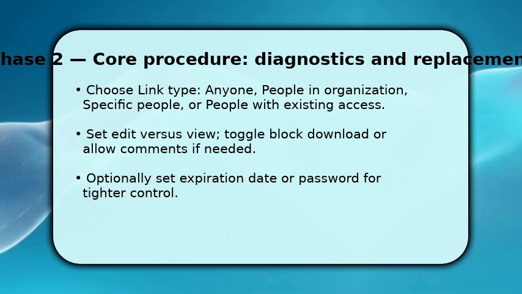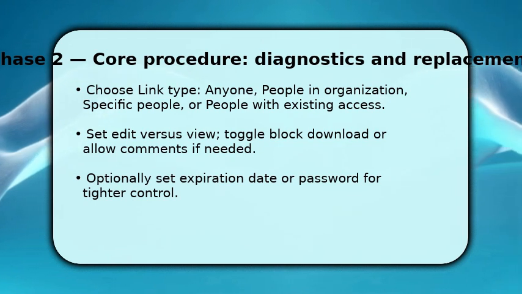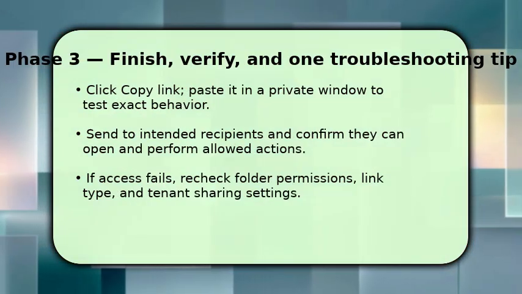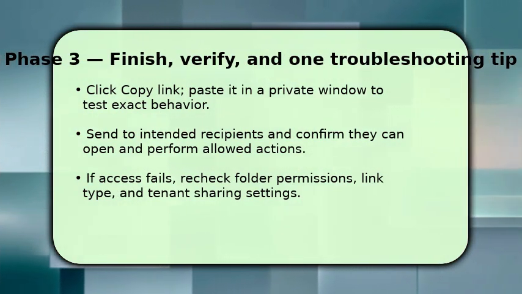After you set these options, click Apply so the share dialog reflects them. Only then use Copy Link. That finalizes the link with your exact permissions. Copy the generated link and immediately test it in a private browser window. This confirms the link does exactly what you set.